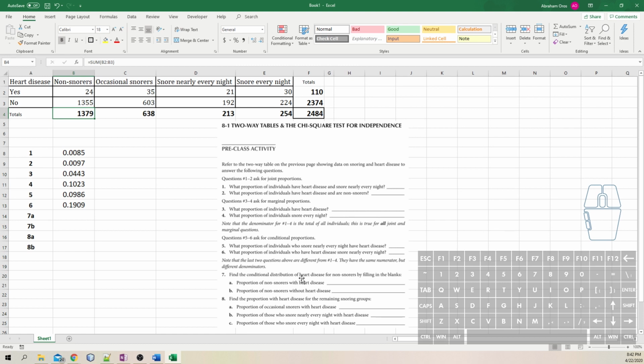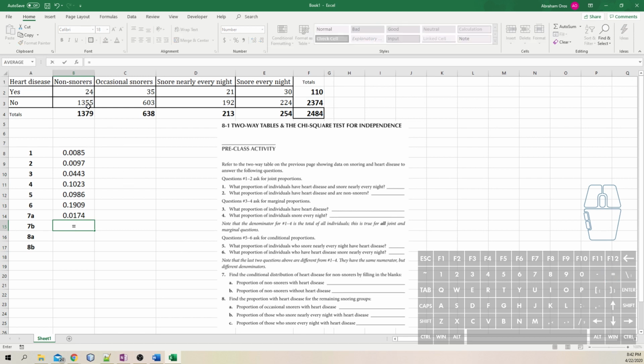So find the conditional distribution of heart disease for non-snorers by filling in the blanks. Proportion of non-snorers with heart disease. We're going to look at the non-snorers with heart disease. Okay? So that equals 24 divided by 1379. Non-snorers without heart disease. Well, that's the remainder of it.